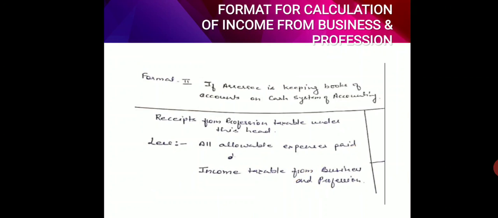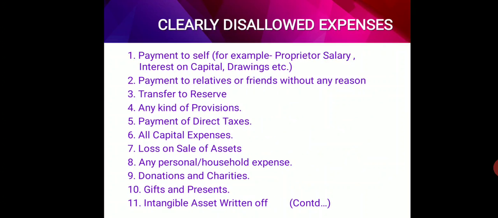Next format is if the assessee is keeping books of accounts on cash system of recording. In this, receipts from profession taxable under this head will be taken, and from those receipts all allowable expenses paid will be deducted, and this will give us income taxable from business and profession. So we will follow any of these 2 formats to calculate the income from business and profession of an assessee for the previous year.